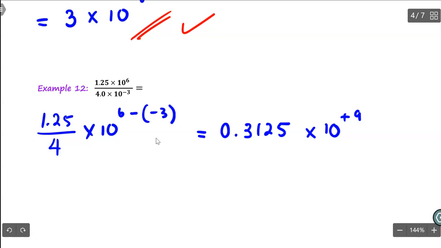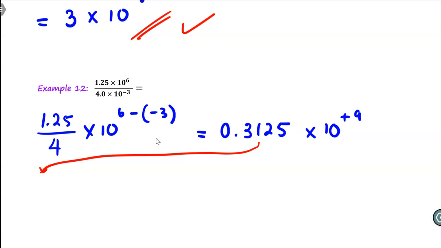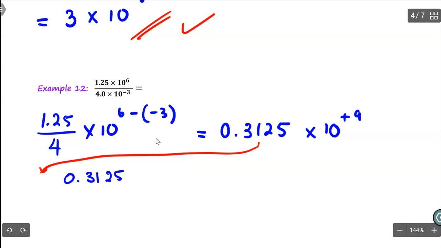But this number that I have is not in scientific notation yet, so I need to rewrite it. I will show you that I have to move the decimal point here. When I move the decimal point there, I will multiply by 10 to the exponent of negative 1. So 3.125 times 10 to the exponent of negative 1.